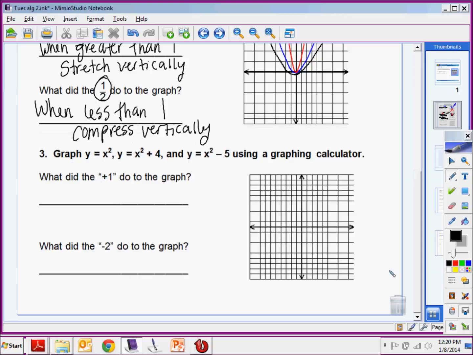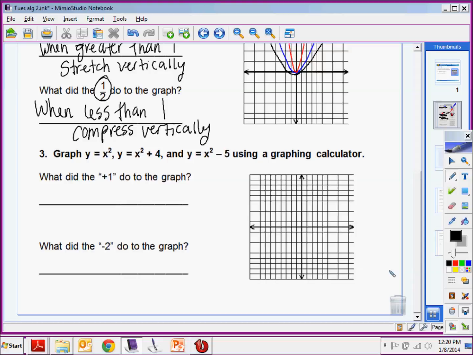All right, so now we are looking at our next part. What if I have my parent function, but I want to add some additional numbers to it or subtract something from it? What is that going to do to my parent function? It's going to move it vertically, because my y values are being changed. If y equals x squared, I'm taking the y value and adding an additional amount. Because my y values are changing, I'm going to be moving up and down.